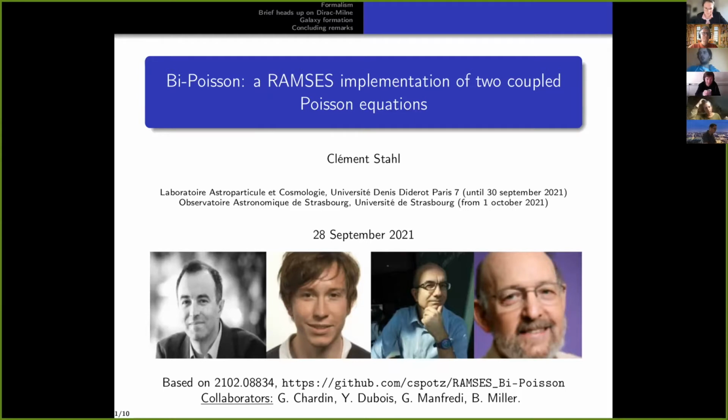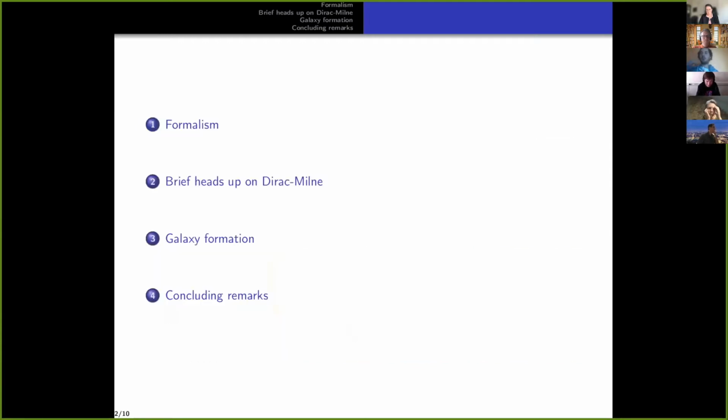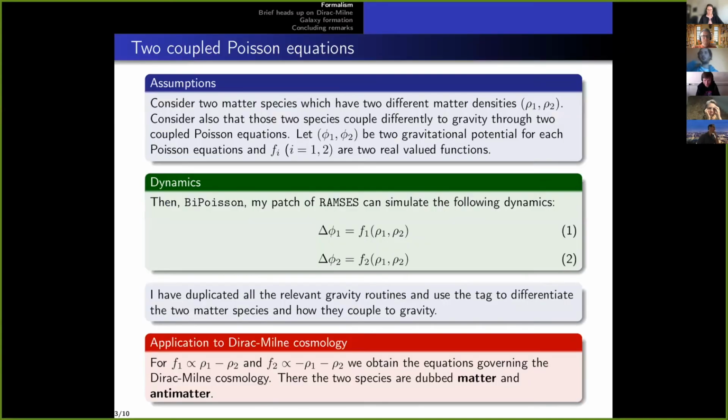So, judging from the previous talk, I fear at least the physical application will be a bit different, because we are more on the large cosmological side. But okay, hopefully we can still talk together, right? Yes, so the outline of my talk is the following. I will first show you in a formal way what I tried to do.